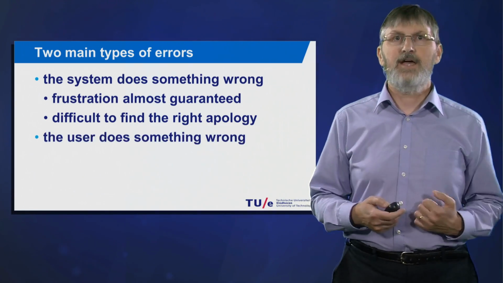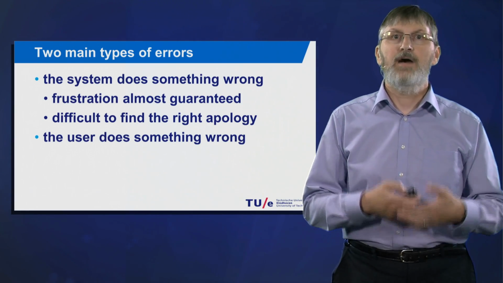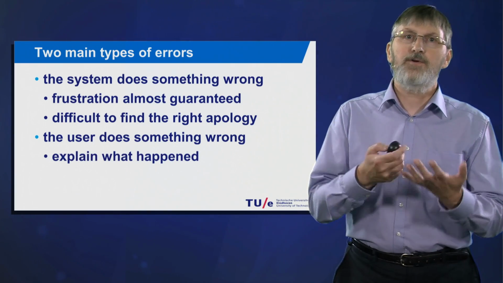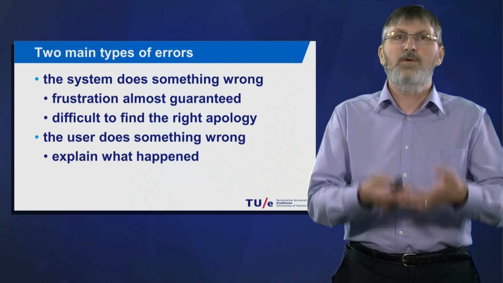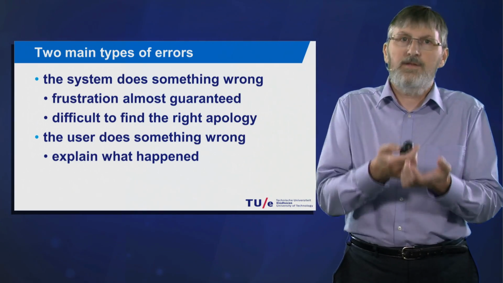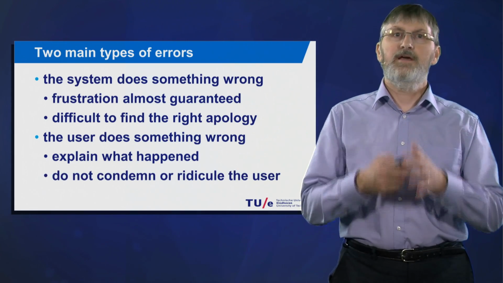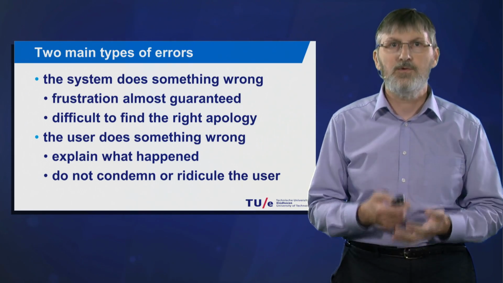The second type of errors is when the user does something wrong. Now, in most cases, the user does something wrong because of confusion. The user gave the wrong command because he didn't know that it was wrong. So the messages should clearly explain what happened. It should not condemn or ridicule the user, but offer a solution.